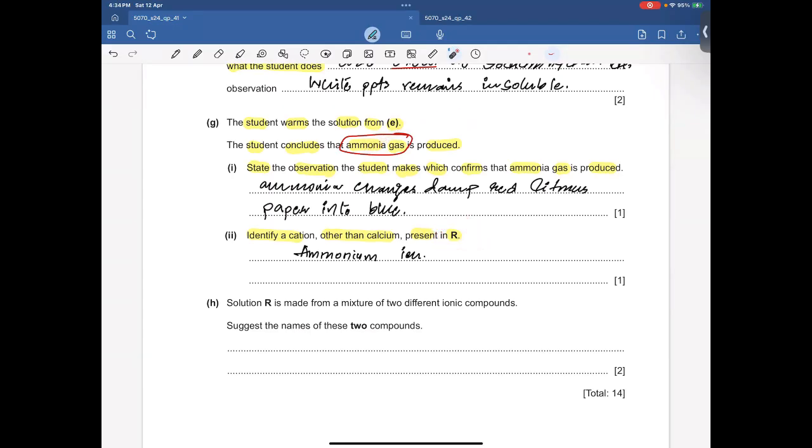So whenever any ammonium salt reacts with NaOH, always ammonia gas is given off, which means the salt contains ammonium ions. Okay.